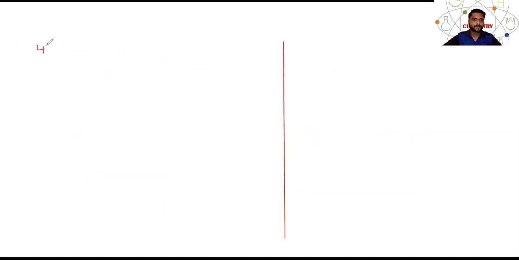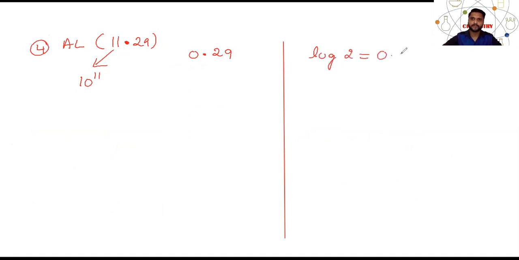Calculate anti-log of 11.29. Before decimal point, we have got 11, that becomes 10 to the power 11. Calculate log of which value is equivalent to 0.29. So we have got log 2 is equal to 0.3010. So I can take the approximation 0.29. So I'll write here multiply by 2. Therefore, our final answer is 2 into 10 to the power 11.